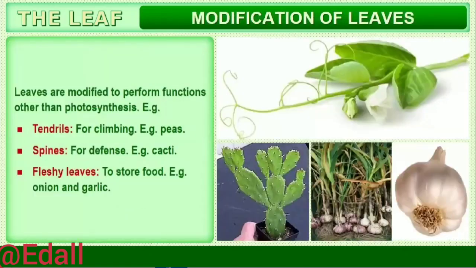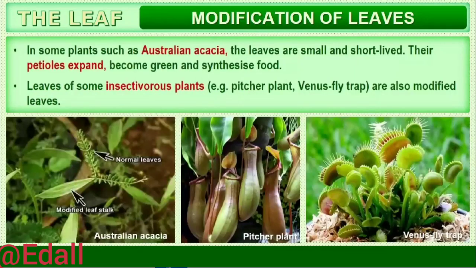5.3.4 Modifications of leaves. Leaves are often modified to perform functions other than photosynthesis. They are converted into tendrils for climbing, as in peas, or into spines for defense, as in cacti. The fleshy leaves of onion and garlic store food. In some plants such as Australian acacia, the leaves are small and short-lived. The petioles in these plants expand, become green and synthesize food. Leaves of certain insectivorous plants such as pitcher plant and Venus flytrap are also modified leaves.